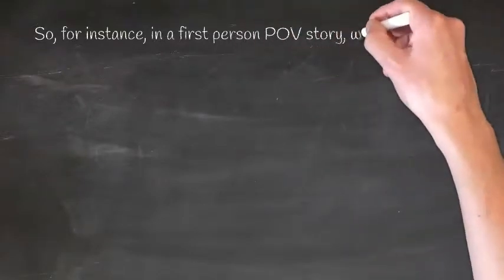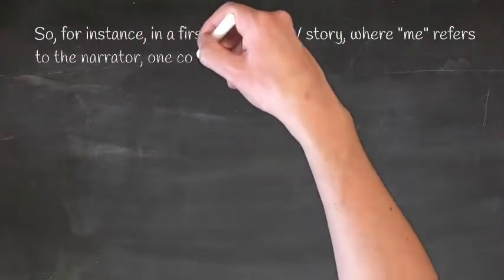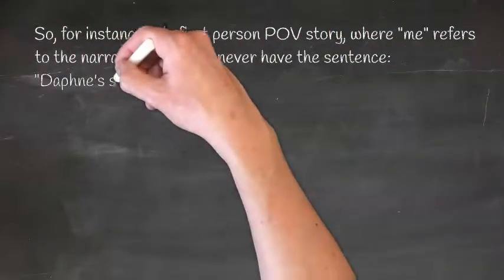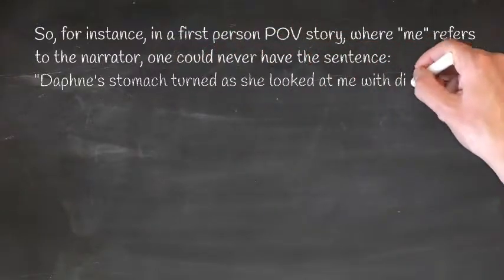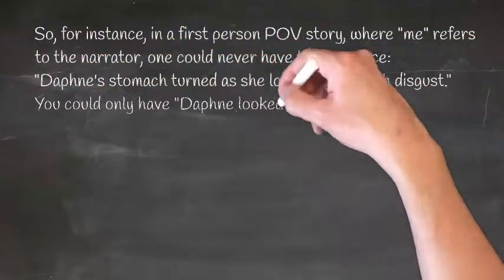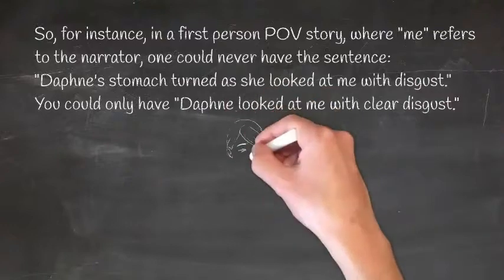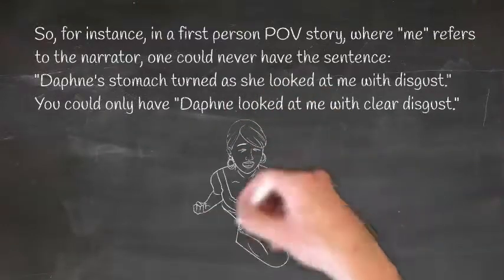So, for instance, in a first-person POV story where me refers to the narrator, one could never have the sentence, "Daphne's stomach turned as she looked at me with disgust." You can only have, "Daphne looked at me with clear disgust."